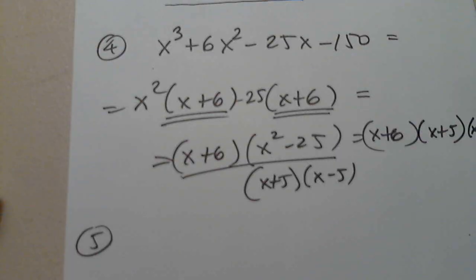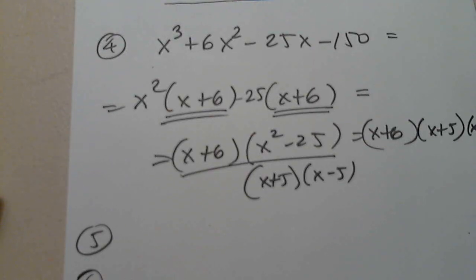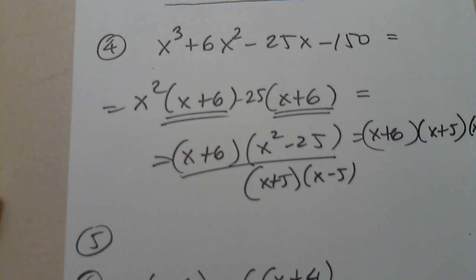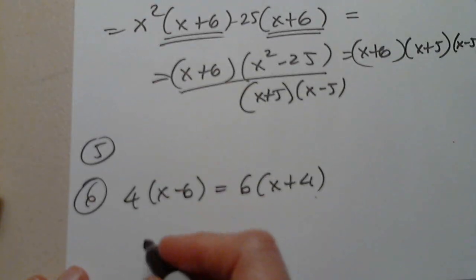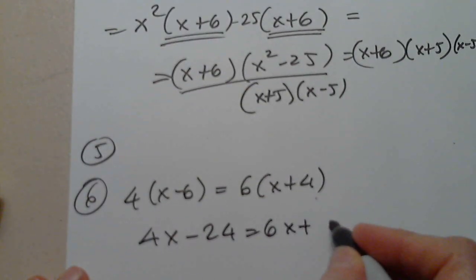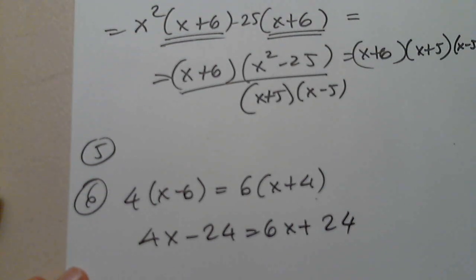Good. So solve and check the linear equation. This is just a linear equation, so this has to be very simple. 4x minus 6 equals 6x plus 4. So let's take a look. So I distribute. 4x minus 24 equals 6x plus 24. 4 times 6, 6 times 4.